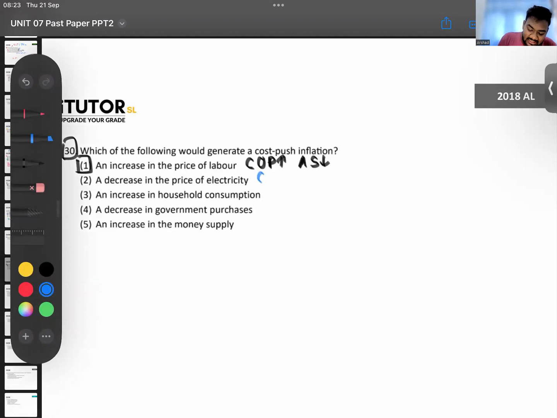Number two, decrease in electricity. If electricity decreases, cost of production will come down. Then aggregate supply will improve. So not this. Increase in household consumption. If household consumption goes up, aggregate demand will come up. That is demand pull inflation. Increase in government purchase, again aggregate demand comes up. Increase in money supply, again aggregate demand comes up. So all of this can't be your answer. Can you see how easy that is? Question 30, answer number 1, cost push inflation. You can even answer this with unit number 2 knowledge.